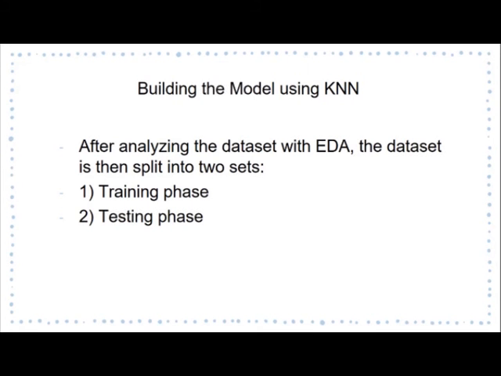So after analyzing the dataset with EDA, the dataset was then split into two sets. One set for the training phase and another set for the testing phase. The training phase is implemented with the KNN classification method with the value of k equal to 4.